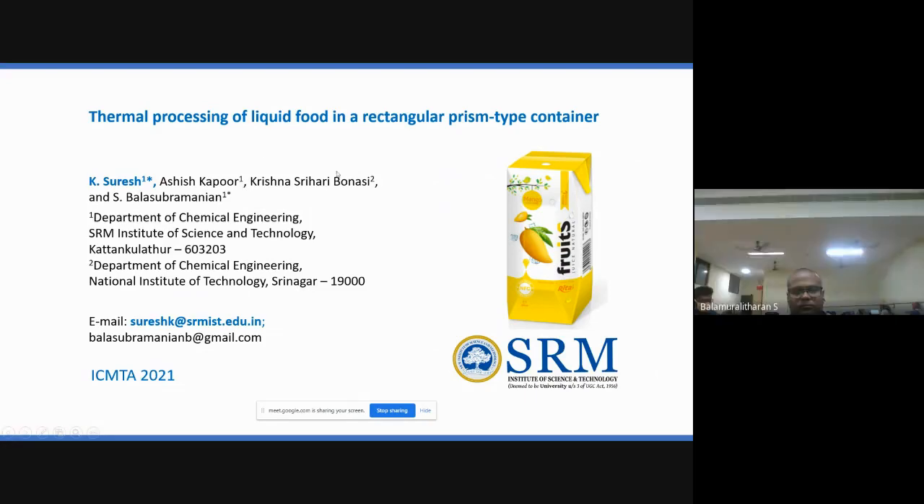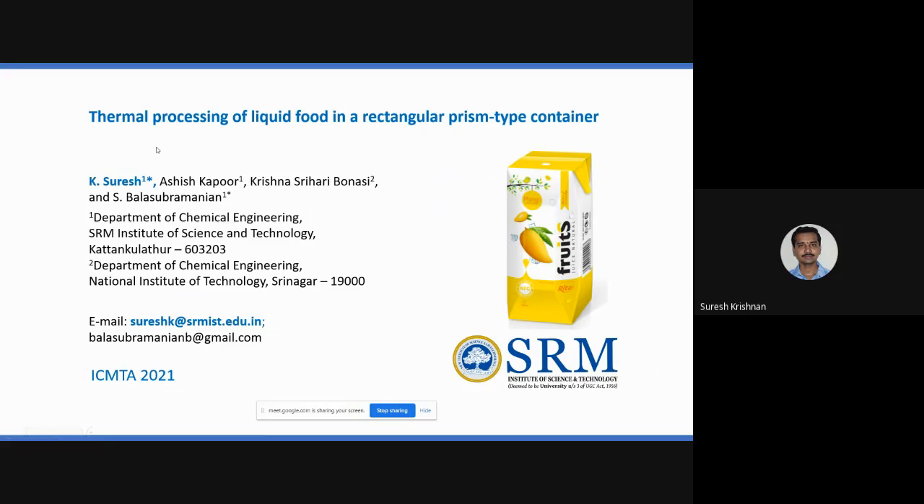Okay, so in this conference, I'm going to discuss the thermal processing of liquid food in a rectangular prism type container. This Tetra Pak fruit juice you can see in the supermarkets. We call it ready-made fruit juice. It means the fruit juices are packed inside the Tetra Pak, and you can readily drink it. There is one condition: before you send the fruit juice into the packing system, we have to sterilize it first.